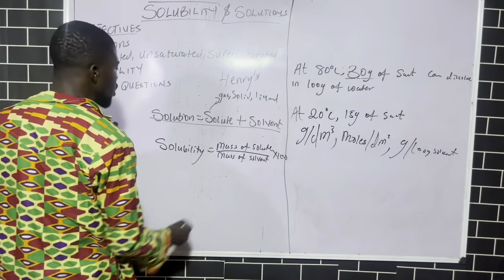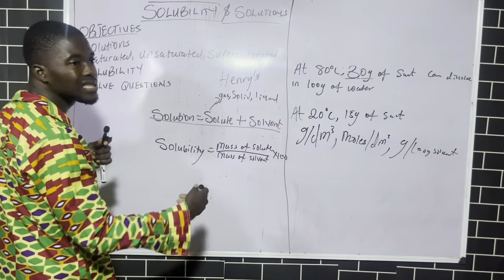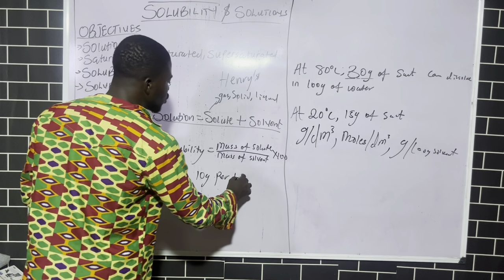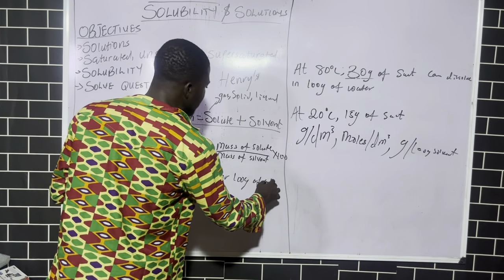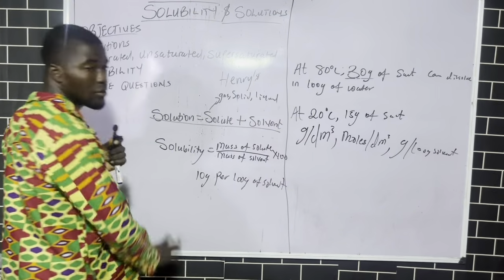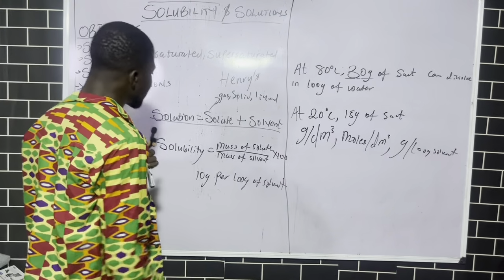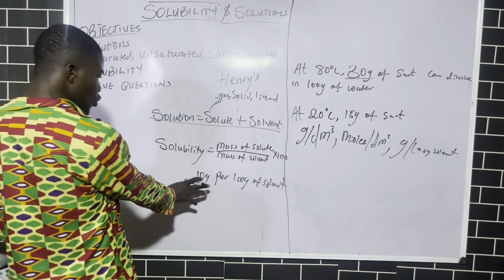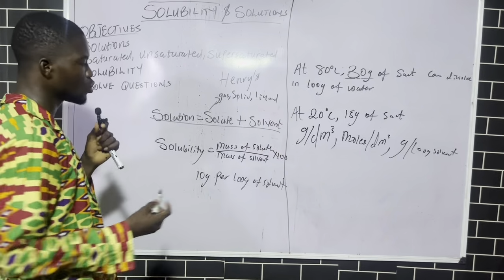So any answer you get from here, if it is 10, that's how it will be: 10 gram per 100 gram of solvent. This is how you write your final answer. What does this mean? It means that we have 10 gram of solute dissolving in 100 gram of the solvent. Are you following that? This is how you solve it.